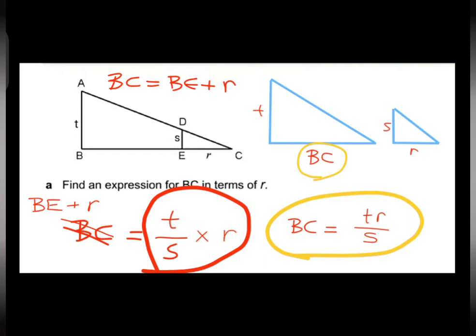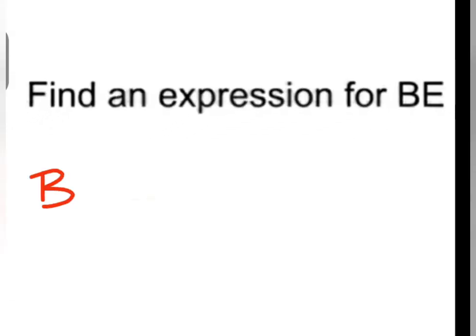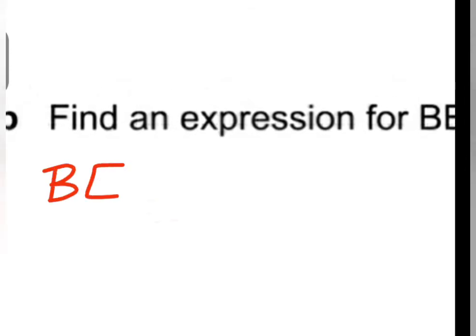Now, let me take you to the other picture so I can work on this equation there. So I'm going to say what? BE plus R equals TR divided by S. Now let me take you to the other equation. So we said what? We said BE plus R equals T divided by S multiplied by R. So TR divided by S. This is the last equation that we worked with.